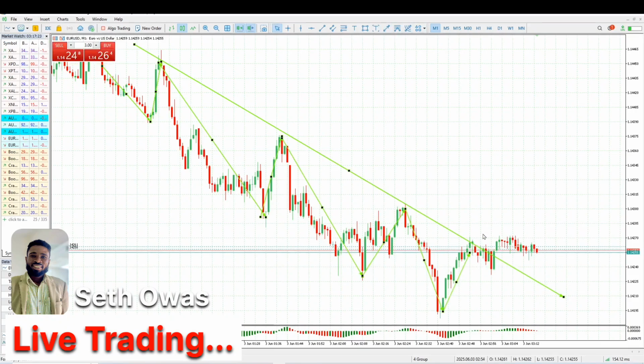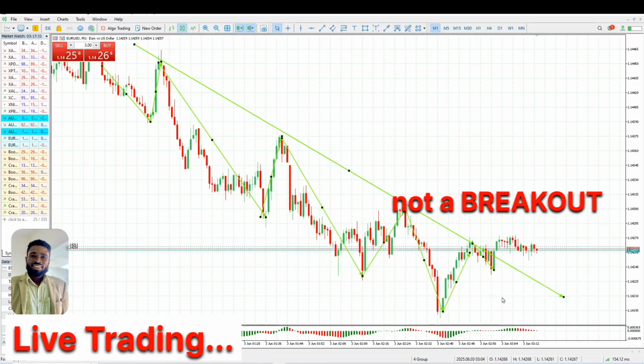Now the market hit the trend line trying to go down here, and it's trying to reverse again. So somebody might think that it has broken the trend line, but in reality it has not broken the trend line. Oh, what did I do? Okay, good. In reality it has not broken the trend line. So watch something.